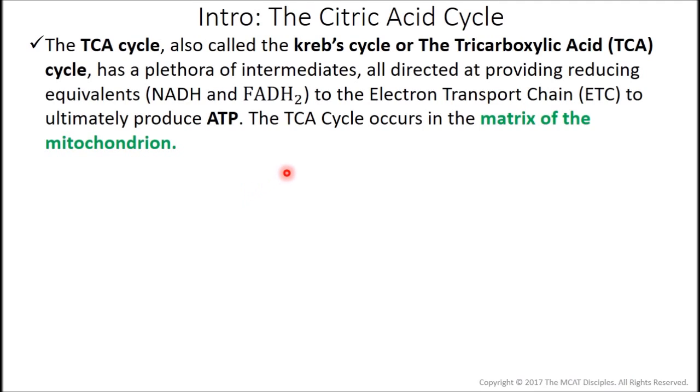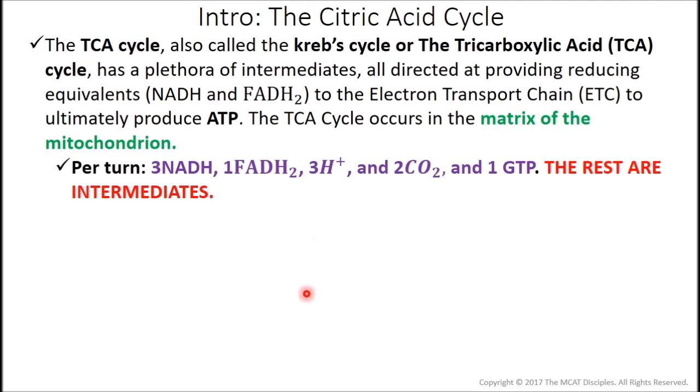The TCA cycle occurs in the matrix of the mitochondrion. Per turn of the Krebs cycle, you get 3 NADH, 1 FADH2, flavin adenine dinucleotide. Per turn, you get 3 reduced nicotinamide adenine dinucleotides, 1 reduced flavin adenine dinucleotide, 3 protons, 2 carbon dioxide, and 1 GTP. Some people say ATP because GTP and ATP are easily convertible. The rest of the compounds in there are all intermediates. Arguably, somebody can say oxaloacetate is not an intermediate, but for our purposes, that's an intermediate.